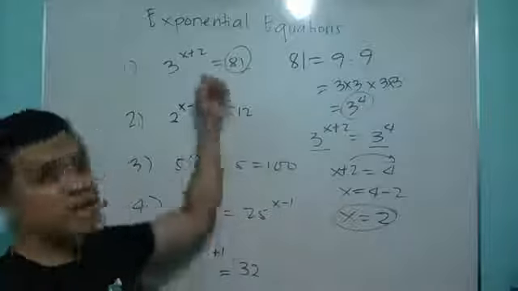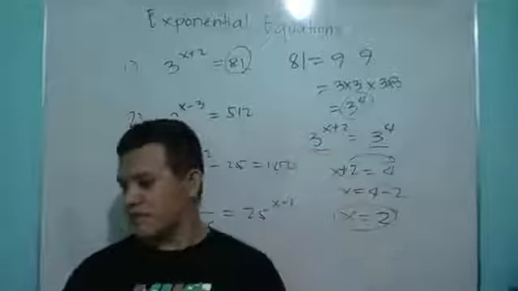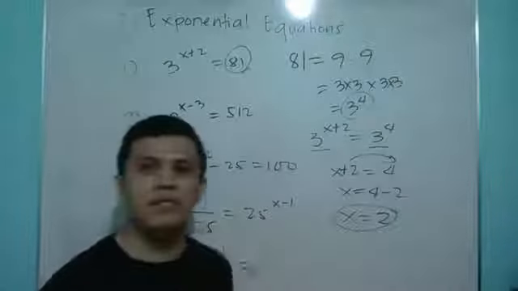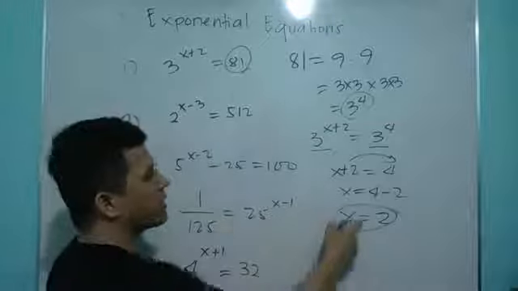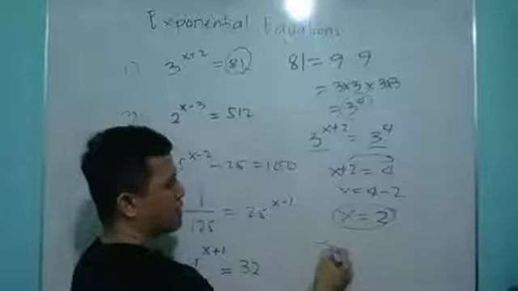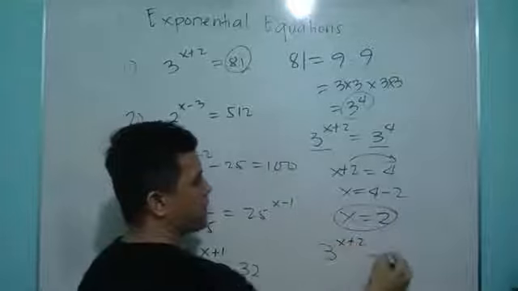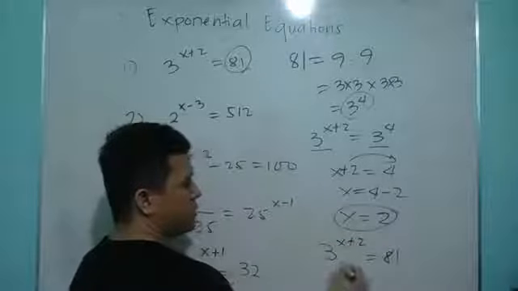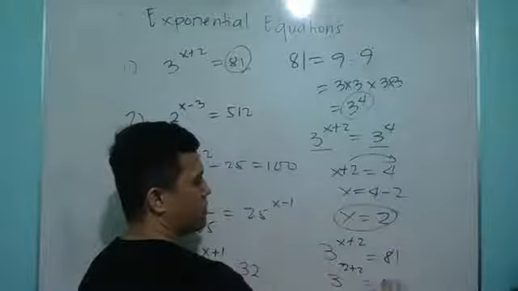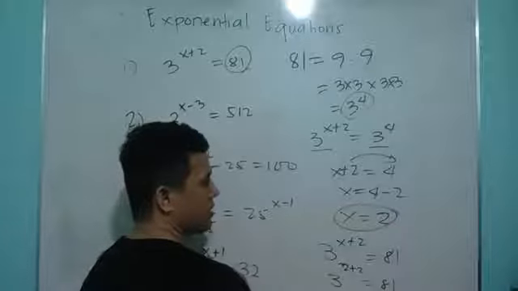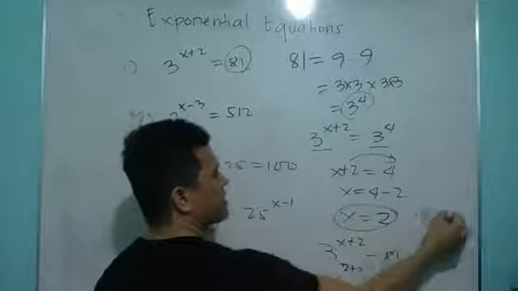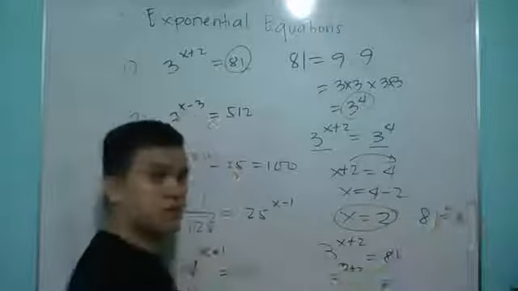Now, to check if the value of x that we got is correct, we substitute it. So we have 3 raised to x plus 2 is equal to 81. 3 raised to 2 plus 2 is equal to 81, and then 3 raised to 4 is equal to 81. That means 81 is equal to 81. There you go, that's correct.